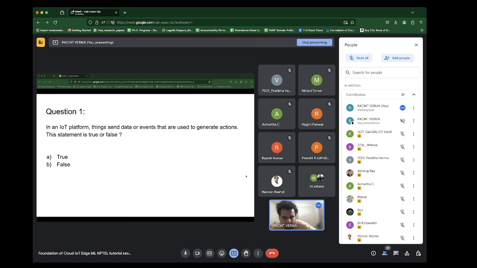True. Okay. Murugan Gopal says it's false. So this answer is false because things send data or events that are used to generate insights, right? These insights, if they are actionable, only then you perform actions based on them. So that is the entire story, and this statement is incomplete. That is why this statement is false. Also, thanks for trying.